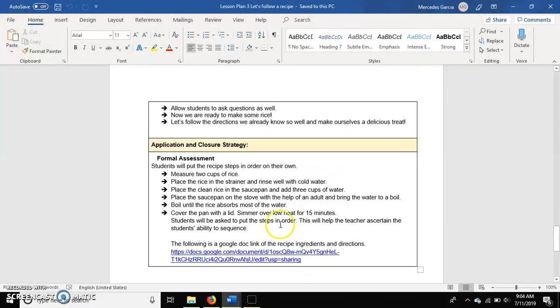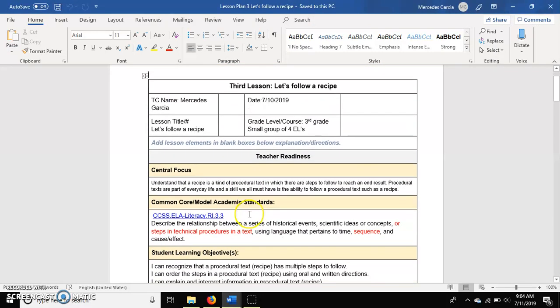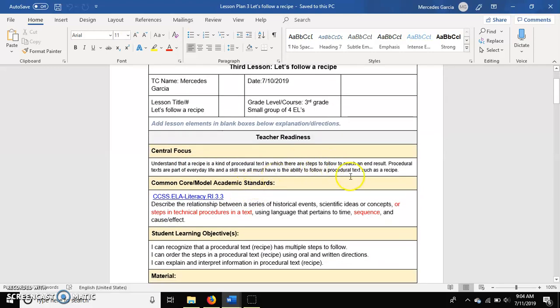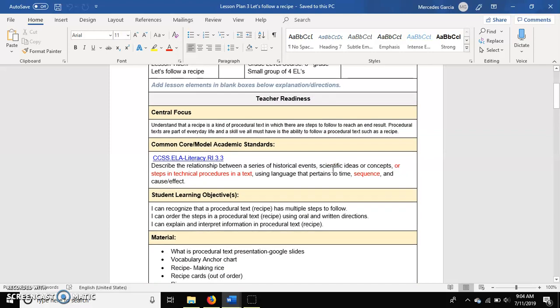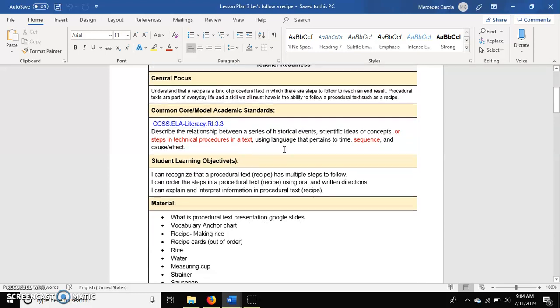Lesson plan 3. Let's follow a recipe. The central focus for this lesson will be to understand that a recipe is a kind of procedural text in which there are steps to follow to reach an end result. Procedural texts are part of everyday life, and a skill we all must have is the ability to follow procedural text, such as a recipe.